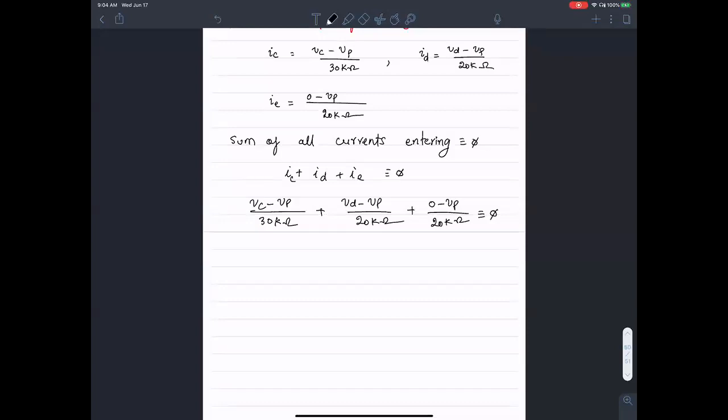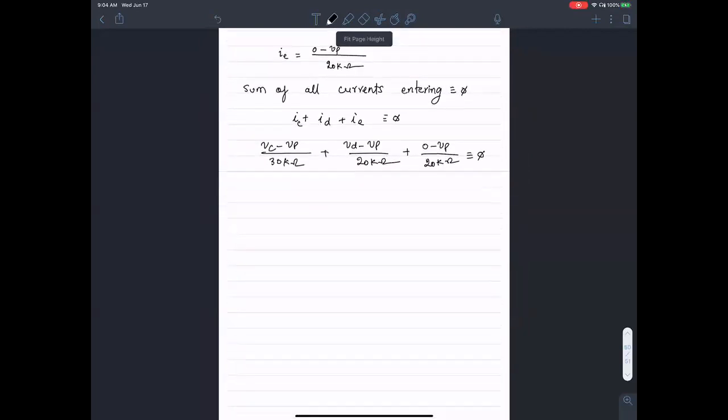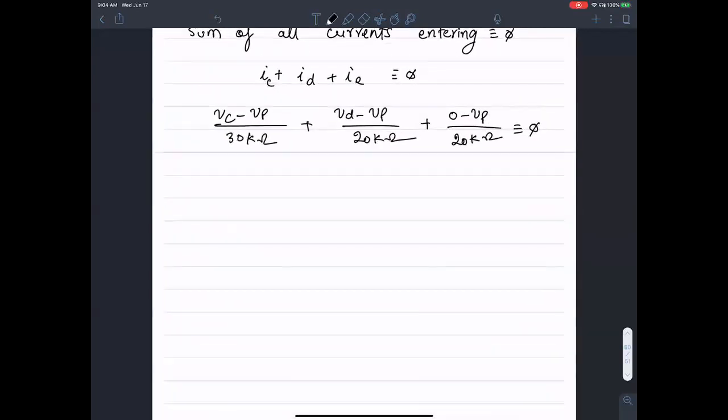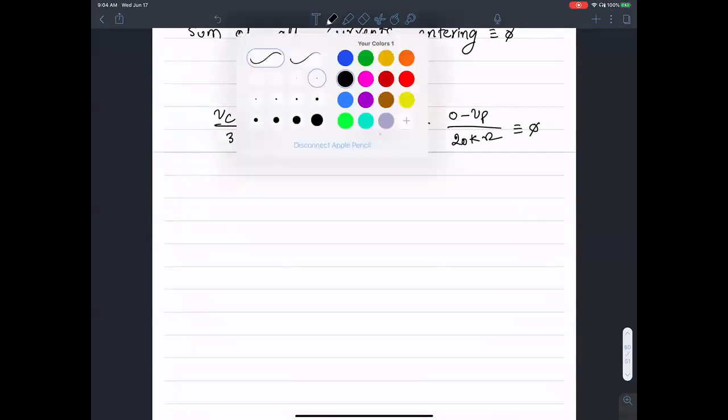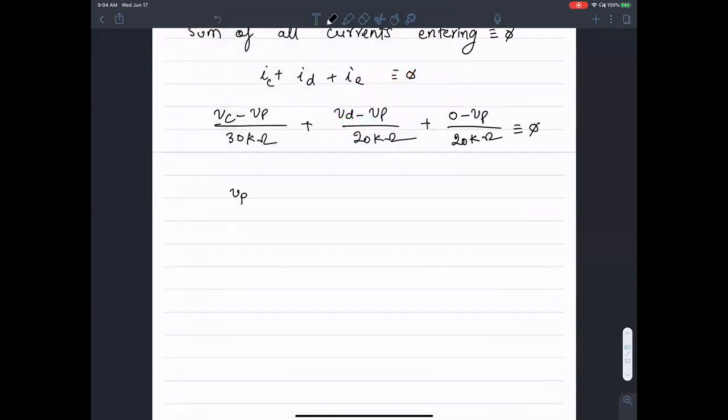Okay. Let's see. If we manipulate the equation, it's just a matter of massaging the equations now, expressing Vp in terms of Vc and Vd. You should get something that looks like 1/4 Vc plus 3/8 Vd.